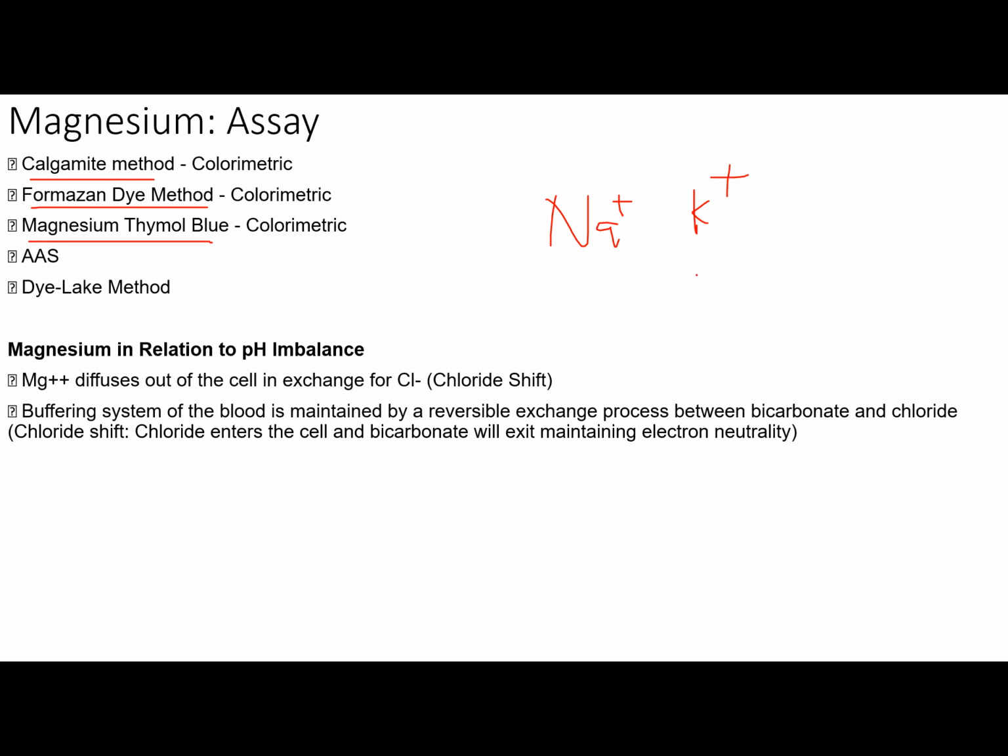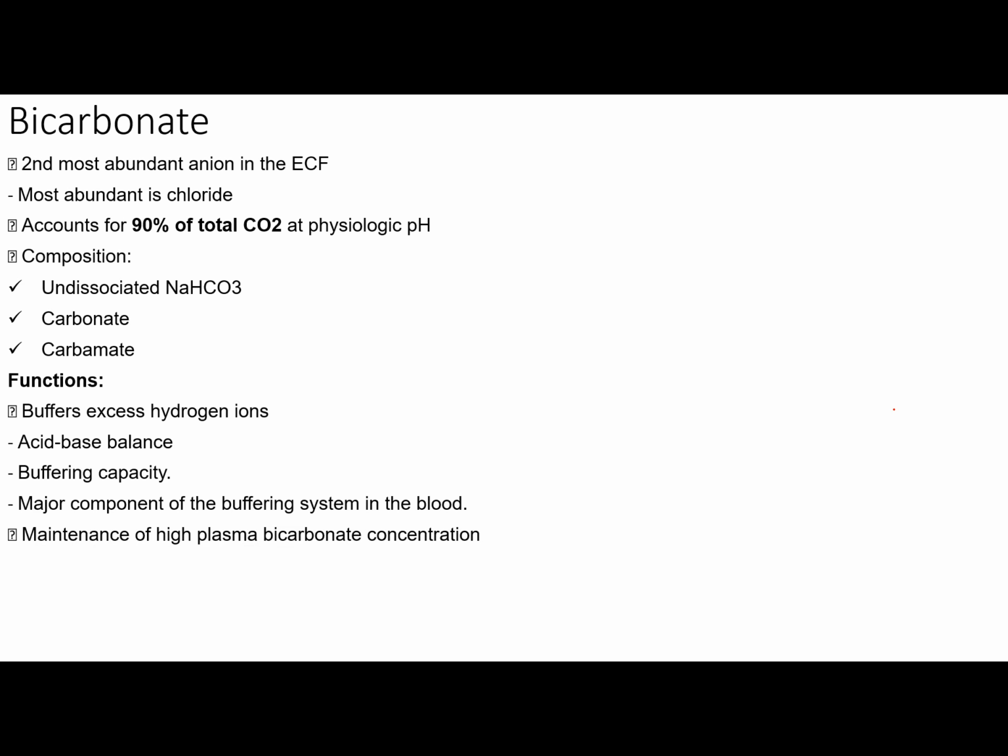So kapag papasok si sodium, lalabas si potassium. Dito naman class, si chloride naman at si magnesium. Si chloride class, papasok siya sa cell, si magnesium lalabas. So yun yung relationship. Yan yung tinatawag nilang chloride shift. Chloride would enter the cell and bicarbonate will exit, maintaining electroneutrality.